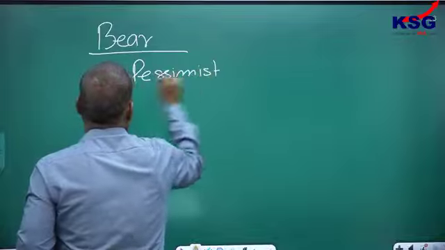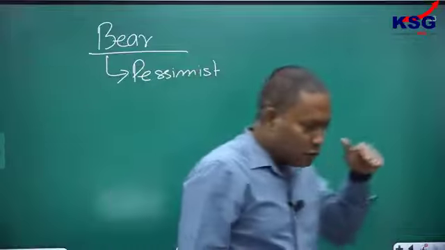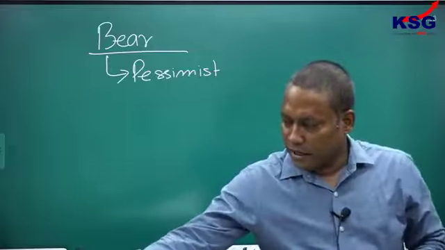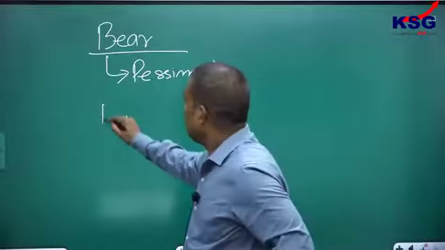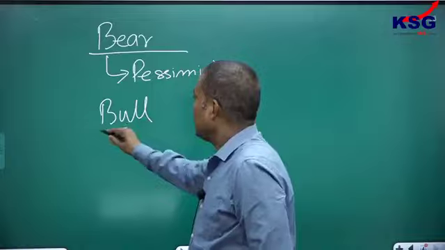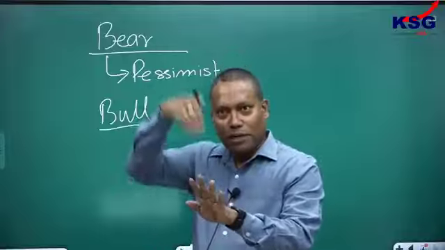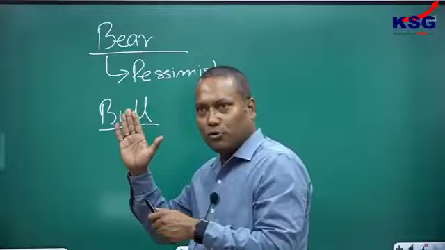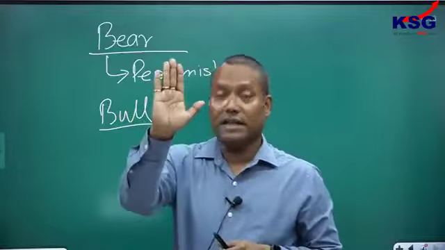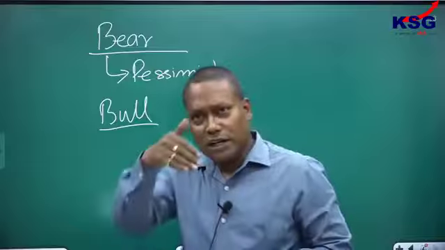Pessimist. The bear is the pessimist, so they are thinking that the market will always go down. But the other word you are using is bull. You can see that the bull is always going upward, standing like this, but the bear is always going downward. So you can take it that way.